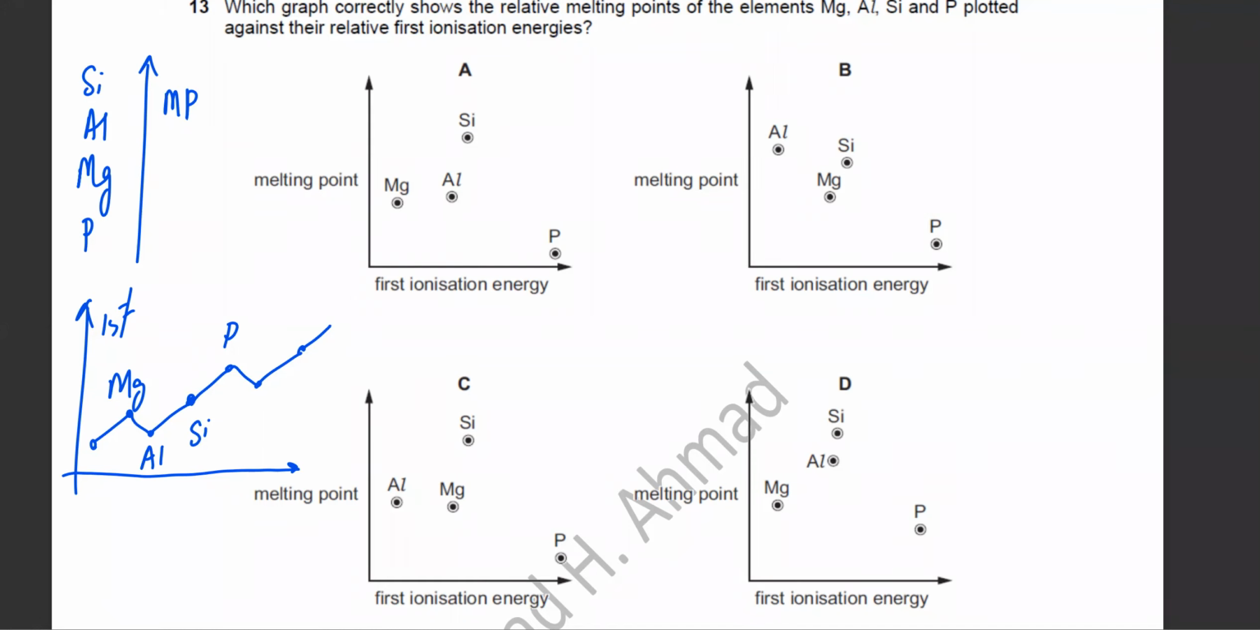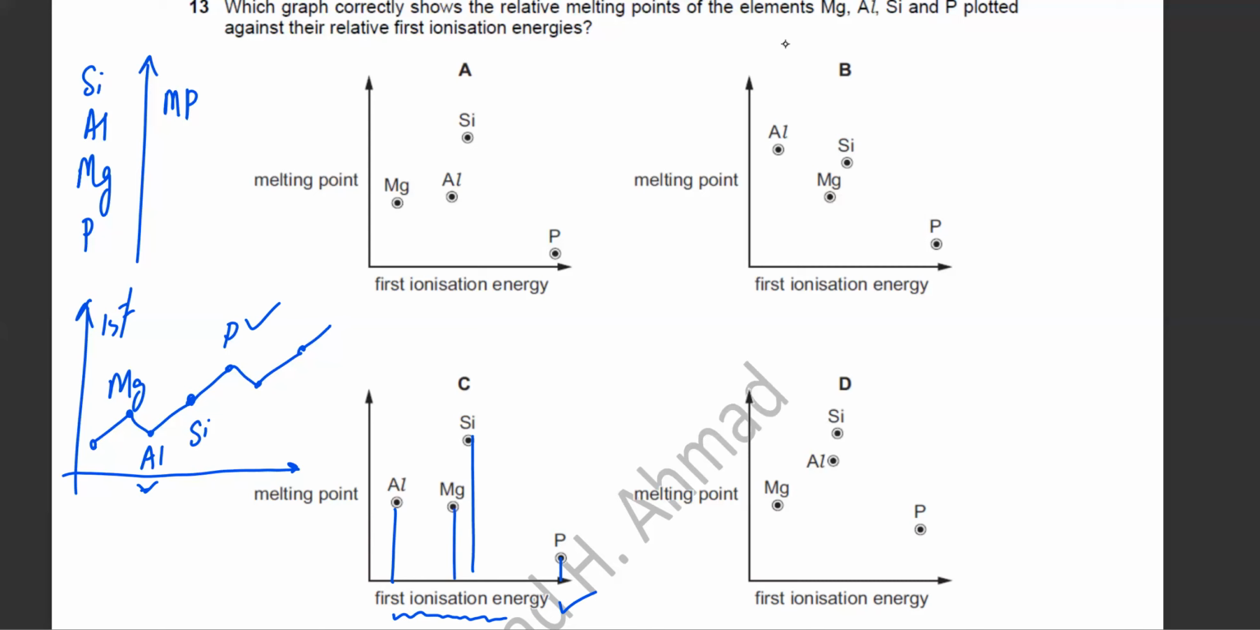C. Let's take C, that looks good. Let's focus on the first ionization energy. Phosphorus has the highest ionization energy, and the lowest one belongs to Al, followed by magnesium and then silicon.